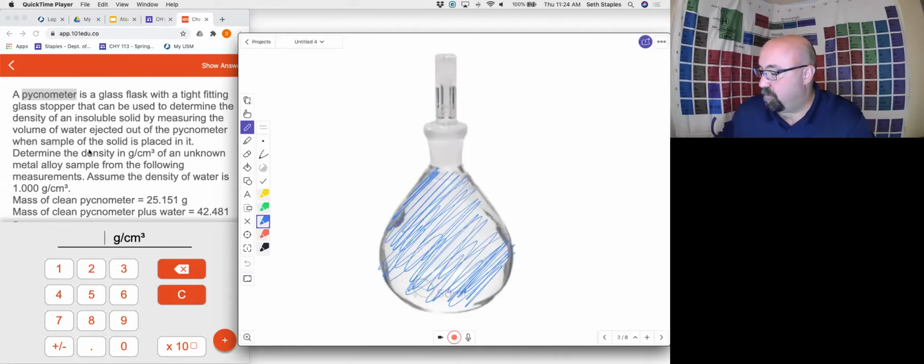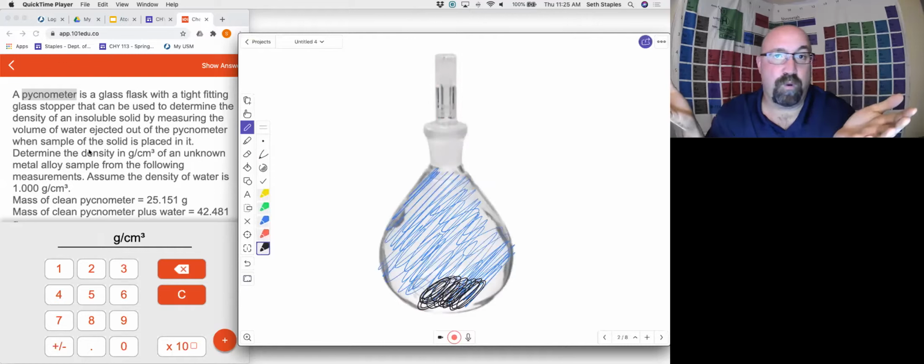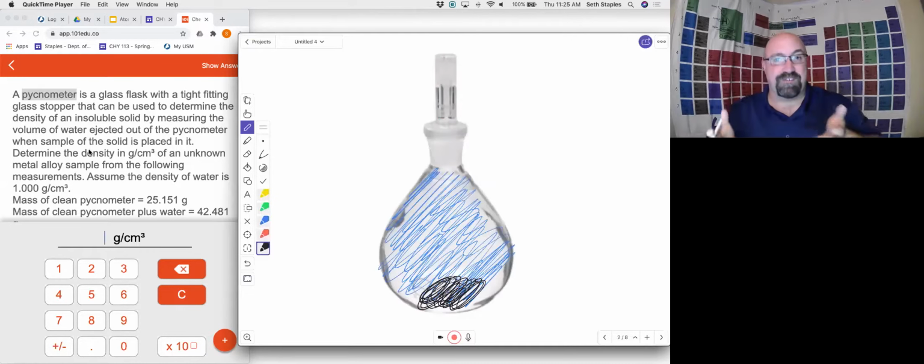So we fill this up with water. And then when it's filled up with water, we're going to take our insoluble solid and drop that inside. And so what's going to happen then? The pycnometer is full. Think about what happens if you completely fill a bathtub and then you climb in. What's going to happen? Water is going to slosh out over the top, right? The volume of you is going to displace some of the water in the tub, and so it's going to spill over the top.